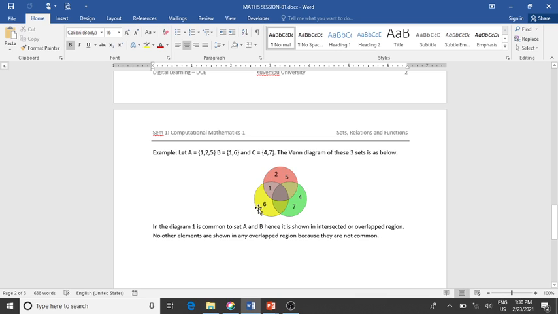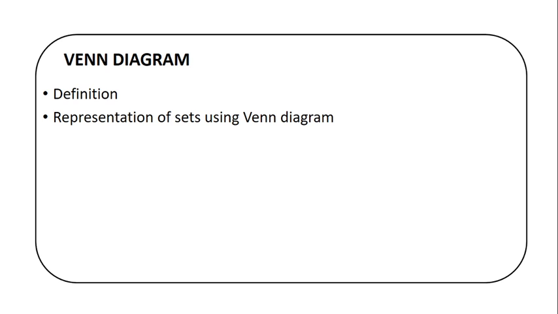Next 6, that is represented in the non-overlapped area, and in C we have 4 and 7. Here we don't have common elements for C with the other sets, so our 4 and 7 of set C are represented in the non-overlapped area. This is how we can represent the logical relationship between two or more sets using a Venn diagram.